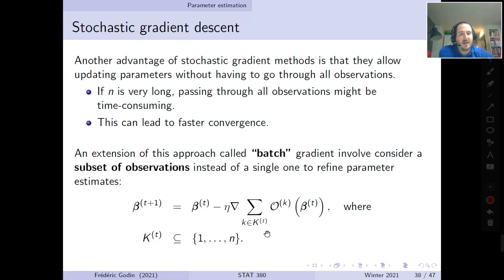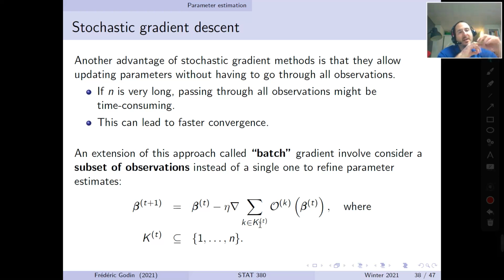So instead of only considering a single term in this sum, which was the stochastic gradient descent outlined a few slides earlier, or instead of considering all observations, where the gradient is obtained by summing the components for all observations, you will only consider a subset of them. And this has the advantage that if your data set is very large, then summing over a few of them, let's say 1,000 instead of a billion, might work faster.